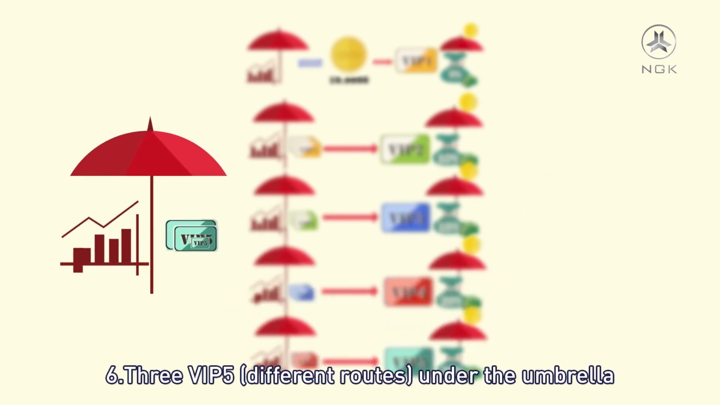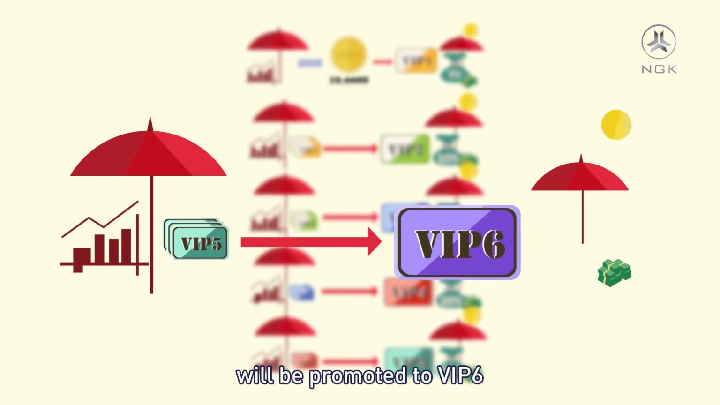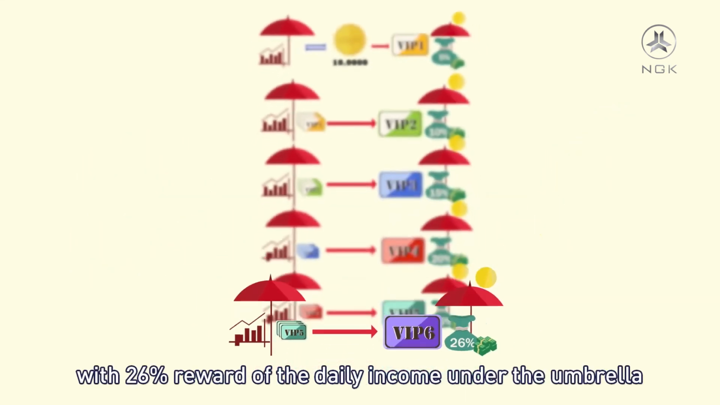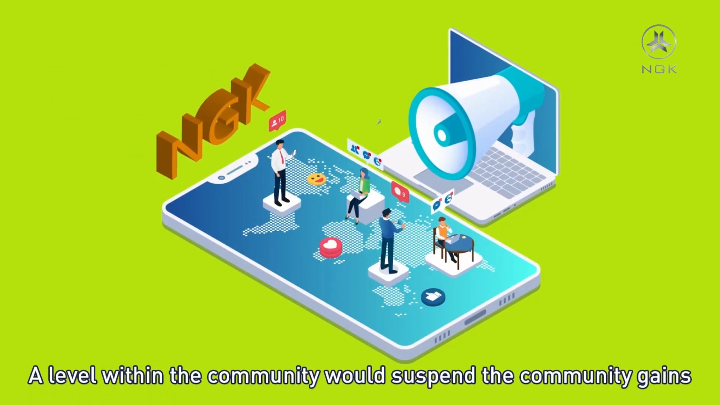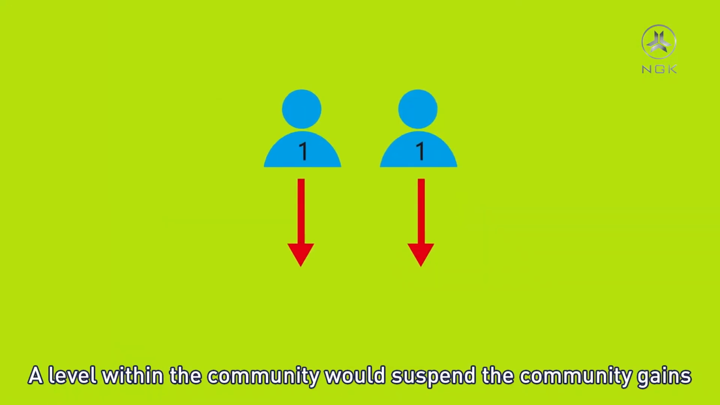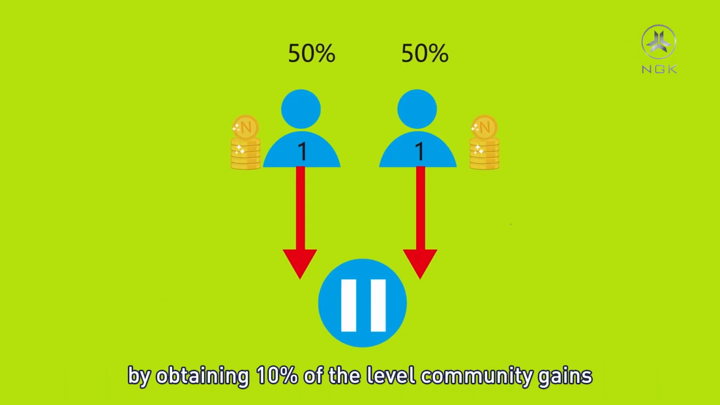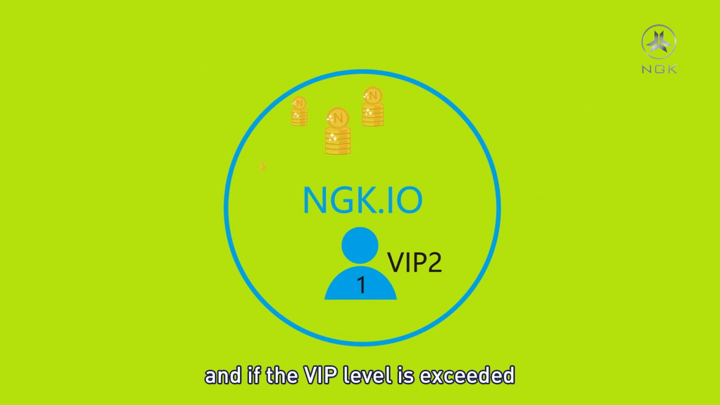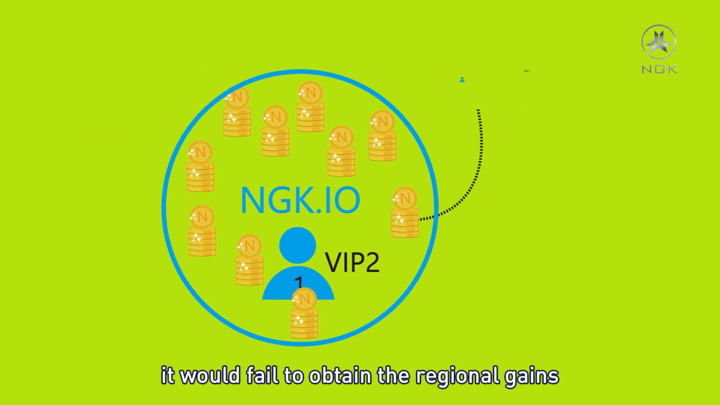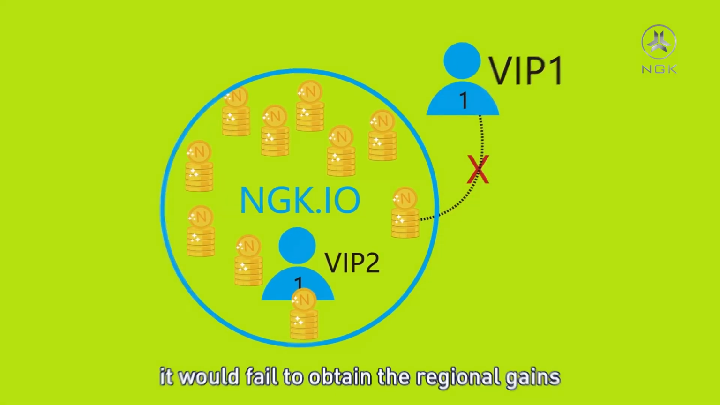3 VIP 5 different routes under the umbrella will be promoted to VIP 6 with 26% reward of the daily income under the umbrella. A level within the community would suspend the community gains by obtaining 10% of the level community gains. And if the VIP level is exceeded, it would fail to obtain the regional gains.